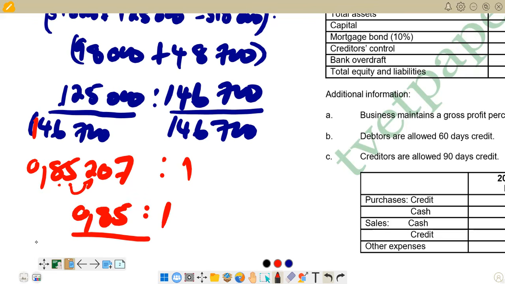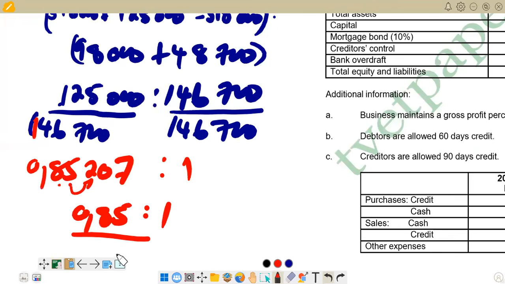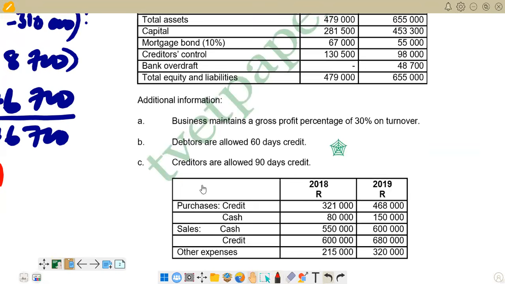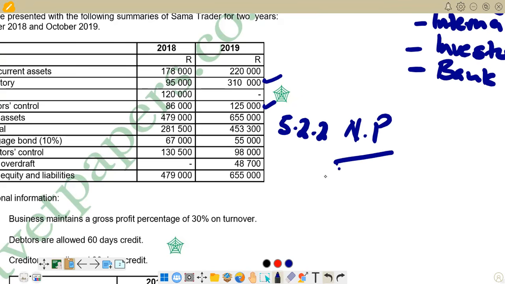Then we go and check what we have in terms of the next question. On the part of the second question, we have net profit percentage. As well, we are going to put down the formula first, and then we can simply substitute in the formula to get the correct ratio. This is now 5.2.2, net profit percentage. The formula is net profit over turnover.